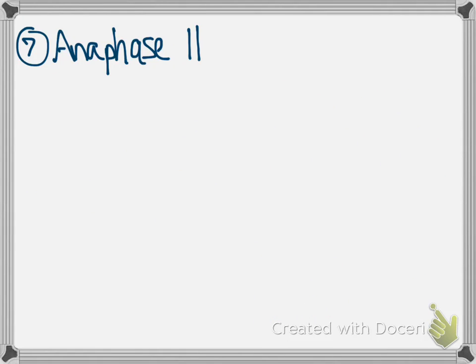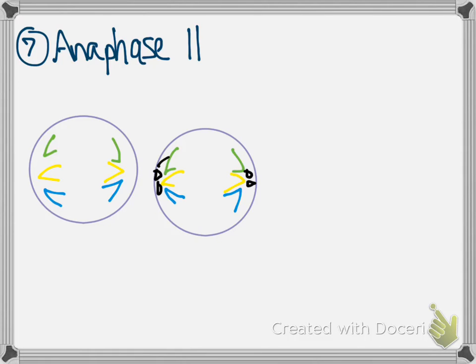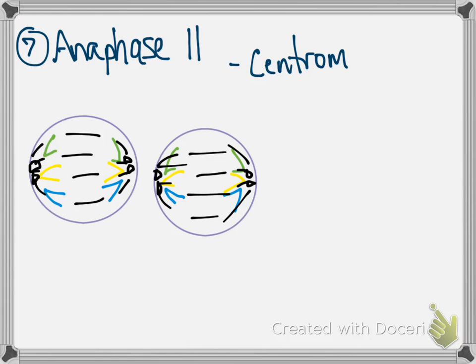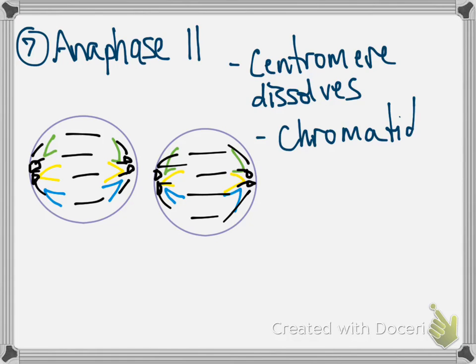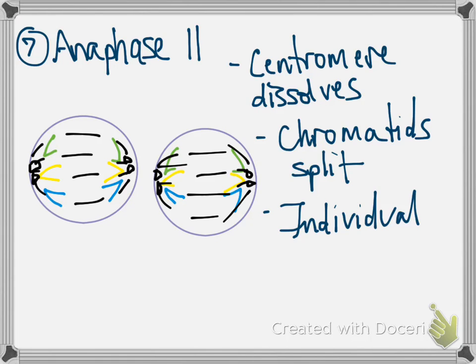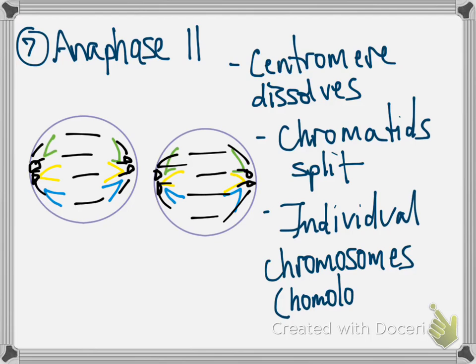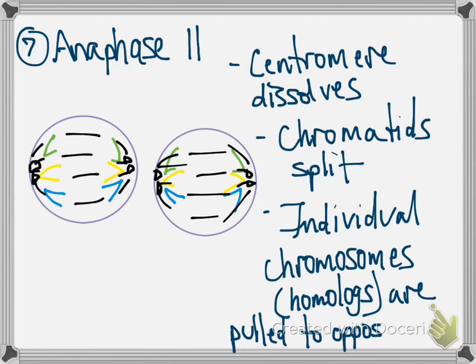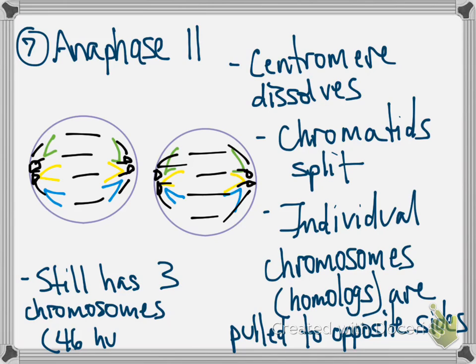And we move on to Anaphase II. And so now the centromere has dissolved, the spindle fibers have been released, and they've pulled those individual chromosomes apart. And so now we have individual chromatids, or homologs, which was mentioned in the earlier chapter. And so they're pulled to opposite sides of the cell, and we still have 3 chromosomes in each cell, even though they've been separated, and that would be 46 in a human.